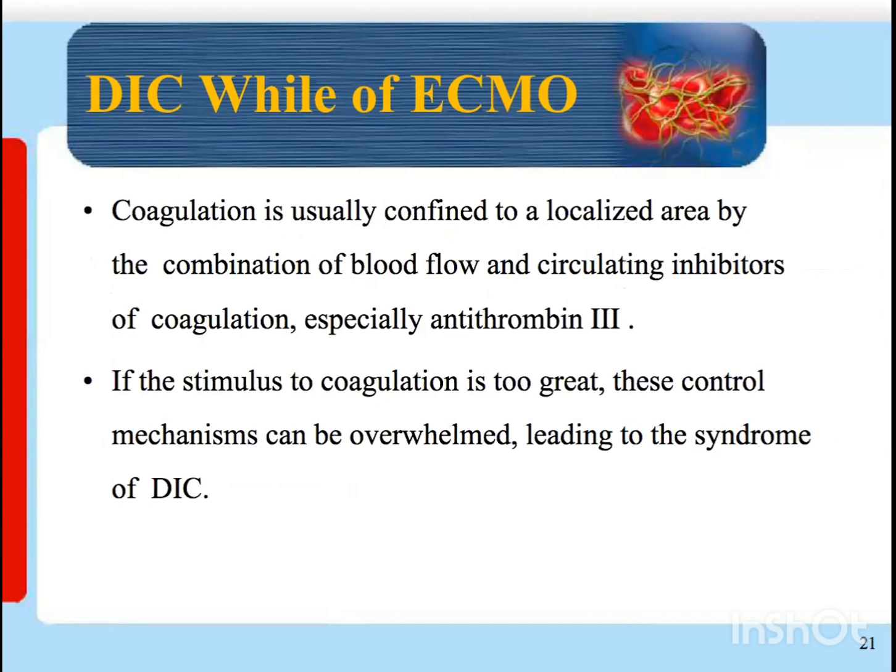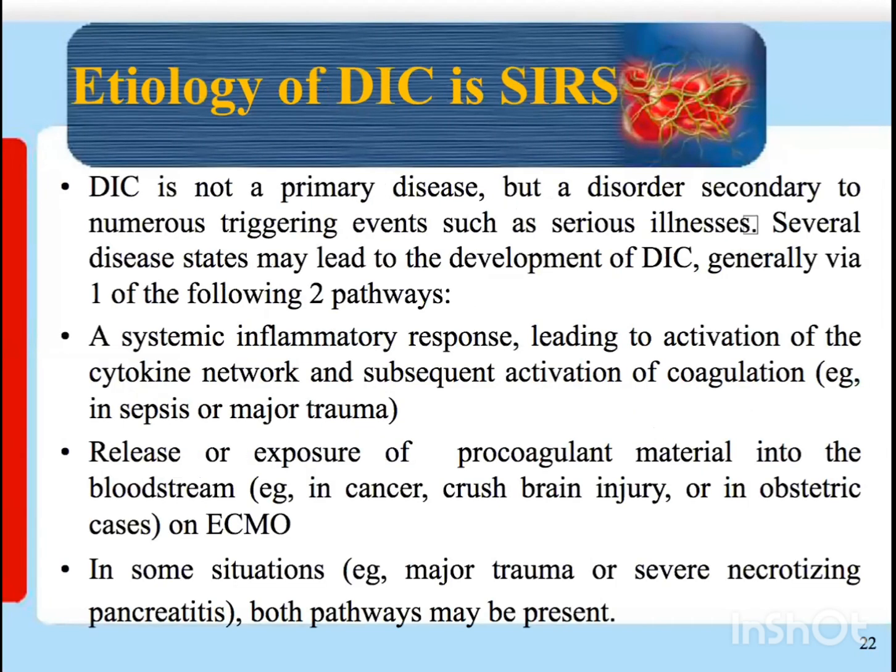Disseminated intravascular coagulation is very common, as I said, because of consumptive coagulopathy, and coagulation is usually confined to a localized area by the combination of blood flow and circulating inhibitors of coagulation, especially antithrombin 3. If the stimulus to coagulation is too great, these control mechanisms can be overwhelmed, leading to the syndrome of DIC. So, DIC is not a primary disease, but a disorder secondary to numerous triggering effects, such as serious illnesses for which the ECMO was put.